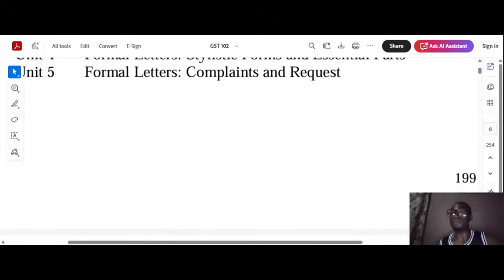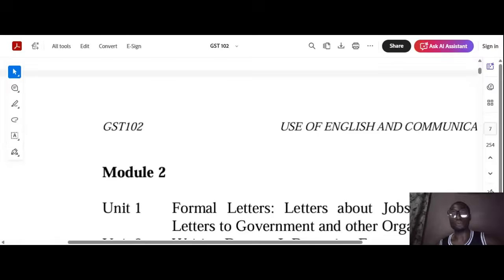When you purchase something from a company and they deliver what I ordered versus what I got, and you need to really show that you are very angry, unsatisfied, how do you write that kind of letter? Do you just write and start insulting them? Do you just write and start raining curses on them? That kind of letter, or is it formal or informal? You will learn it in GST 102.